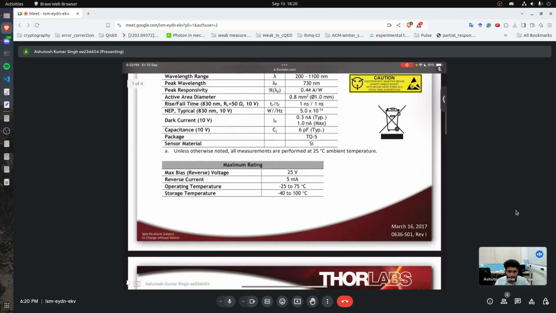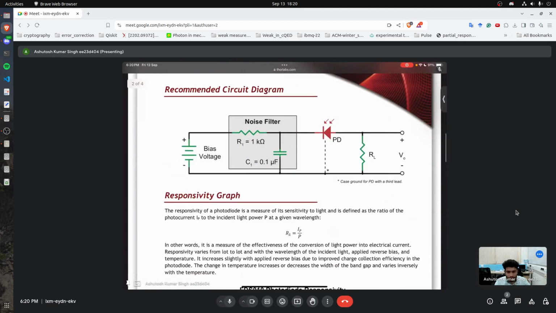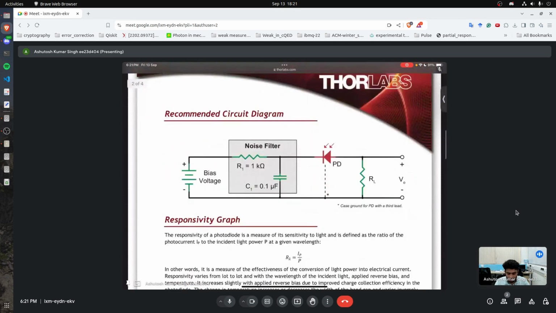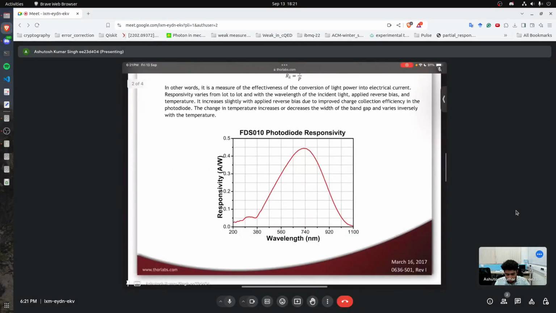Photodiodes are usually reverse biased, and the data sheet tells you the maximum reverse voltage is 25 volts. They have also given a typical circuit of how to connect your photodiode, where this is your PD and this is your bias circuit with the noise removal. And for this particular photodiode, this is the graph. Now this graph, as ma'am had already illustrated, changes from manufacturer to manufacturer because they have slightly different manufacturing techniques, and that alters the band gap a little bit.